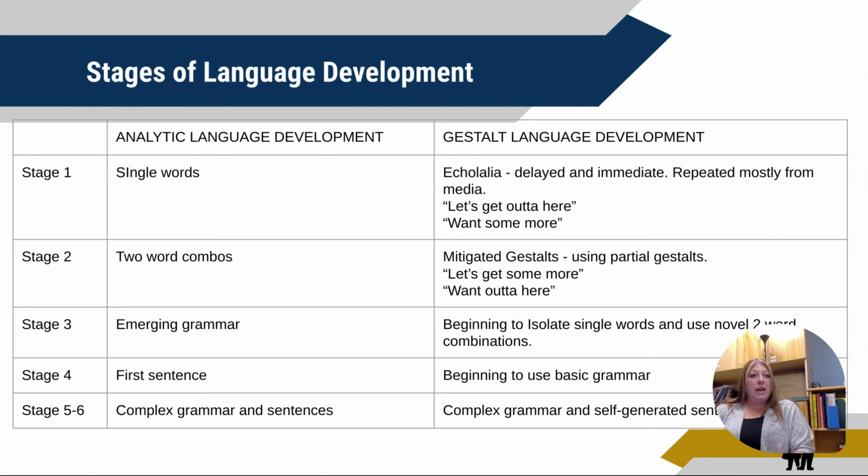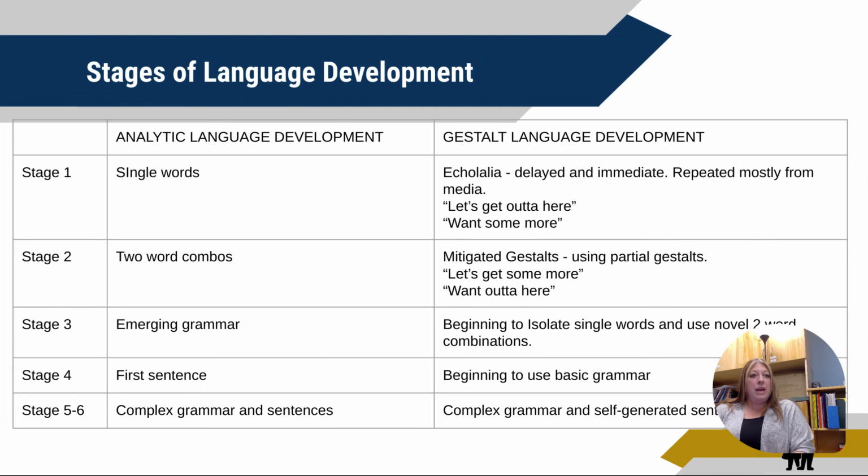Okay, some signs of Gestalt language processing. So what you might see in some of these kids. Most individuals with ASD are Gestalt language processors. However, not all Gestalt language processors have autism. So lots of kids can be Gestalt language processors, and it doesn't necessarily mean that they have autism automatically. However, as I said, most kids with autism are Gestalt language processors, so it's pretty safe to assume.